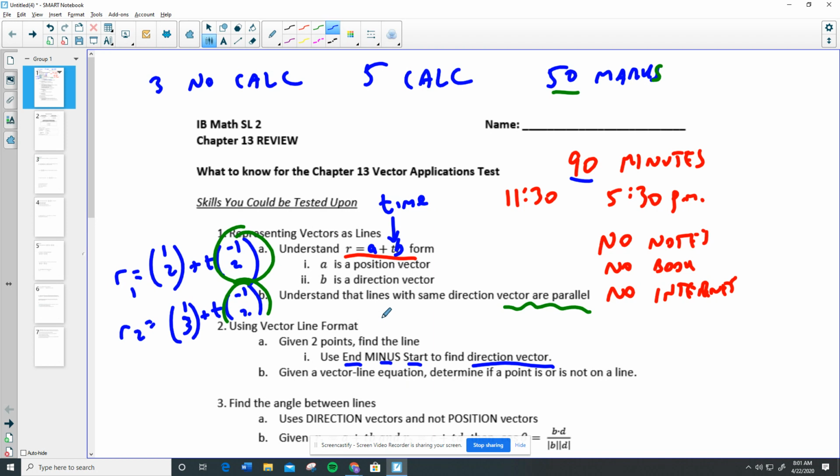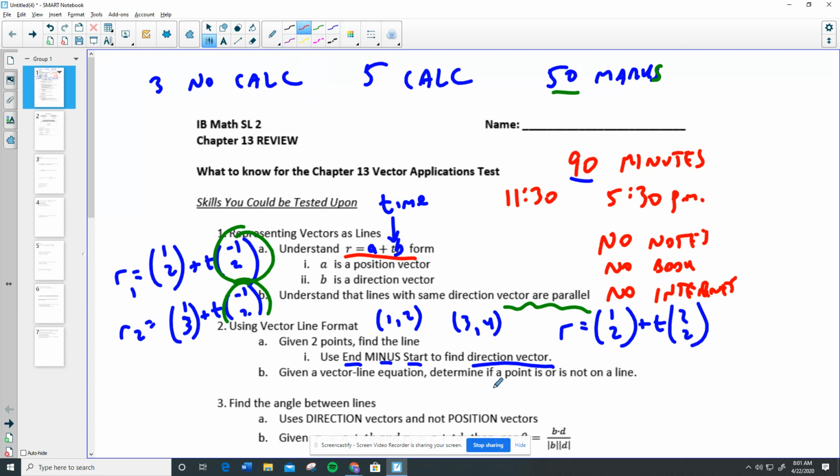So if you have 2 points, (1, 2) and (3, 4), then you do your end minus start, and you end up with a line that's something like this, right? You end up with the position vector, I could have used either one, plus t times the vector (2, 2).